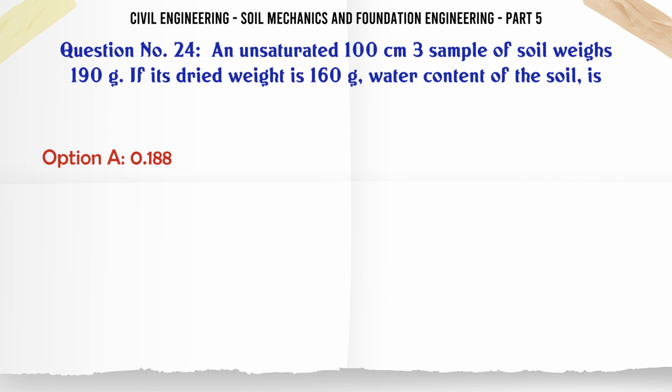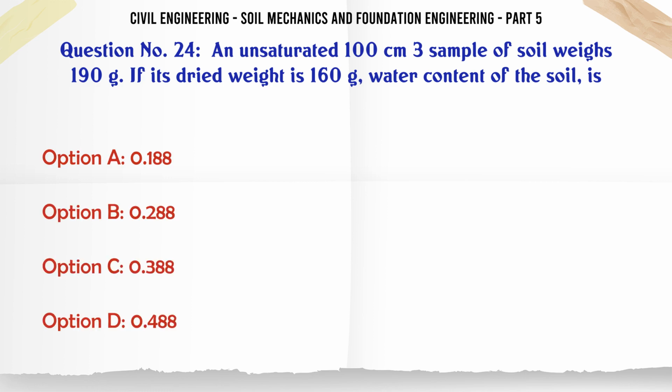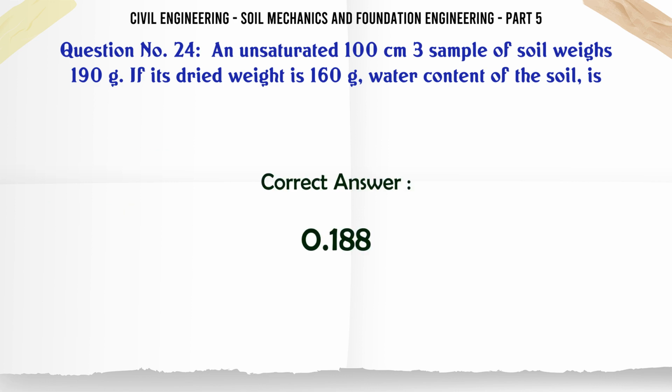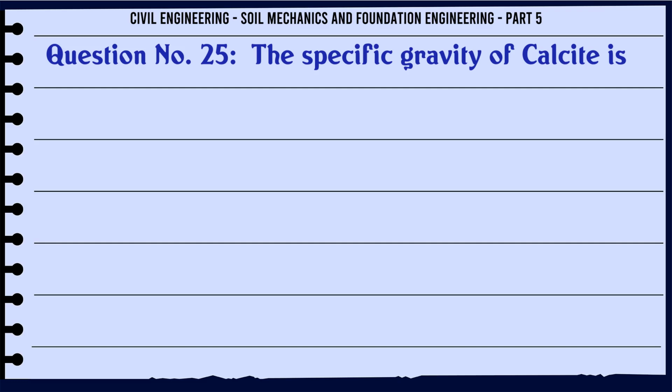An unsaturated 100 cm3 sample of soil weighs 190 g. If its dried weight is 160 g, water content of the soil is A. 0.188, B. 0.288, C. 0.388, D. 0.488. The correct answer is 0.188.